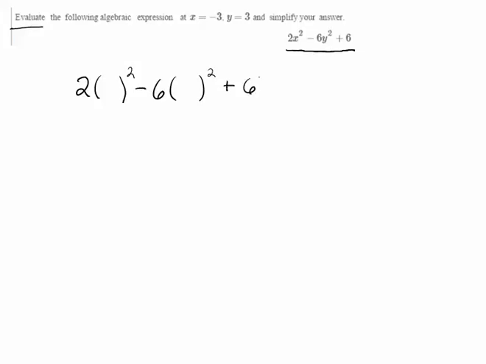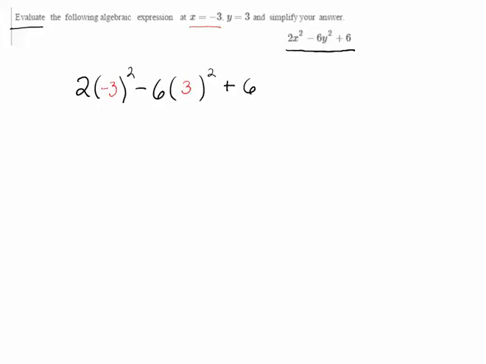It's especially important if you've got some substitutions you're going to make that are negative. For example, up here, they want us to put in a negative 3 for x. So I'm putting the negative 3 in the first set of parentheses, and then a positive 3 in the second set. Now we've got just a typical arithmetic problem that involves orders of operations.